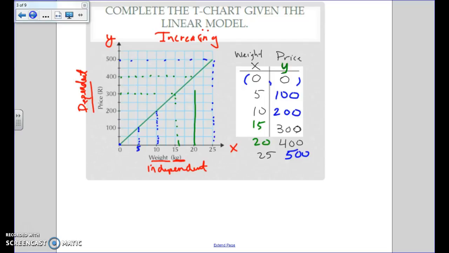Okay, so if it's linear, it'll be a constant rate of change. That's something we talked about yesterday. Same way with the price. It goes 0, 100, 200, 300, 400, 500. Okay, and so you can always pull data points from your linear model as well to fill out your t-chart.